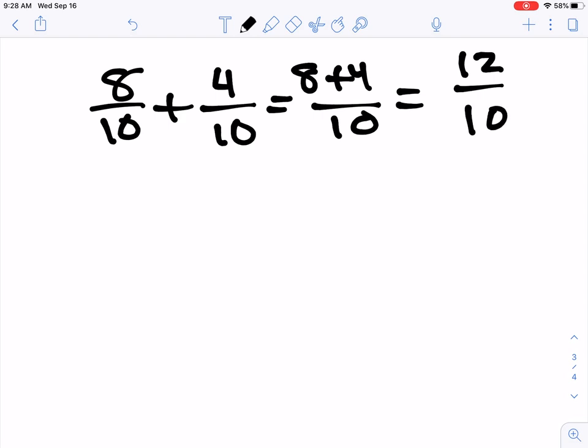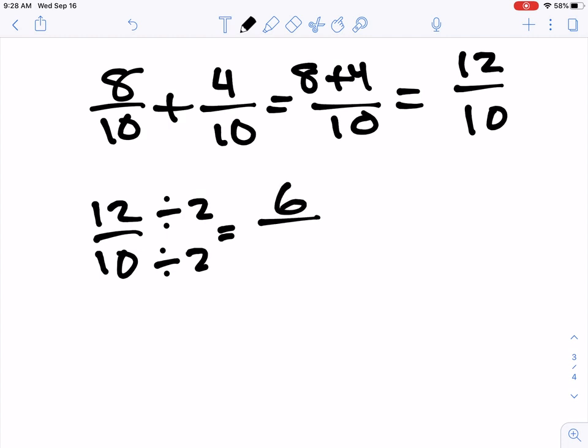Now there are 2 things we need to do with this. First of all, both 12 and 10 are divisible by 2. So I'm going to divide the top and the bottom, the numerator and the denominator, by 2. 12 divided by 2 is 6. 10 divided by 2 is 5. Now it's simplified, except that it's in improper fraction form, and I don't want that.